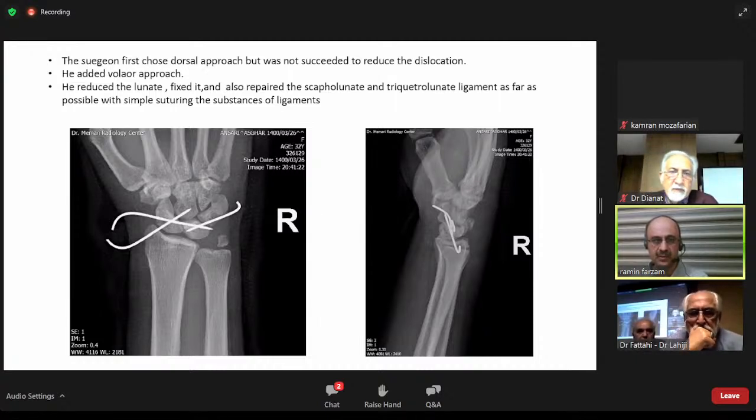He reduced the lunate, fixed it, and also repaired the scapholunate and triquetrolunate ligaments as far as possible with simple suturing of the substance of the ligaments. Here you can see the fixation: one pin from scaphoid to capitate, one pin from scaphoid to lunate, and one pin from triquetrum to the lunate.